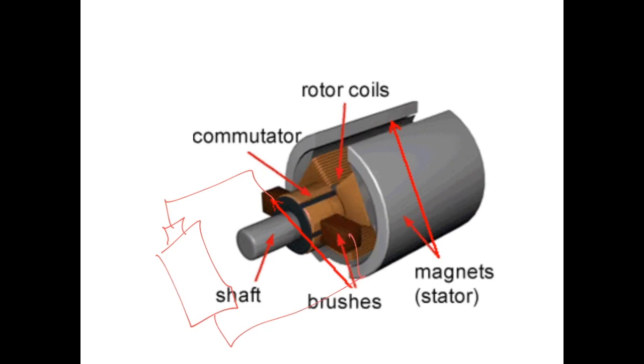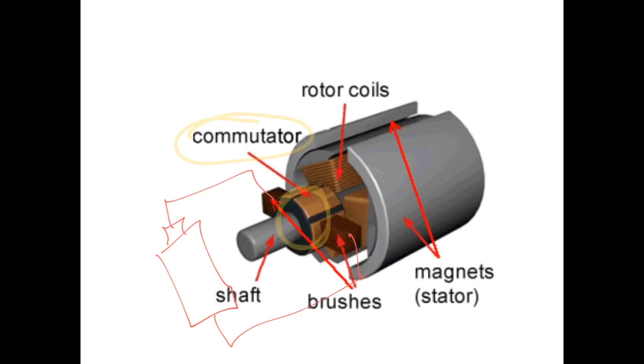And then importantly, we have a split ring commutator. So you can see this ring right in the middle is our split ring commutator. It allows the motor to be connected to the brushes and then out to your battery.